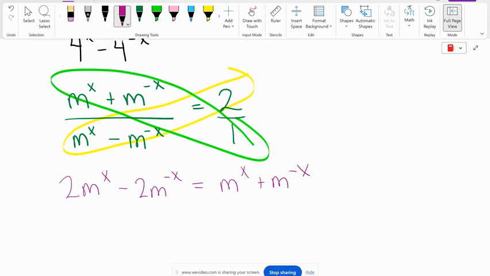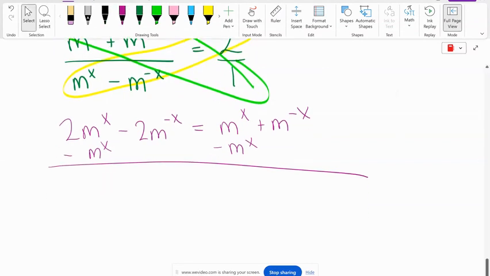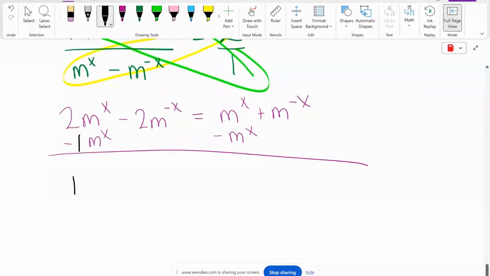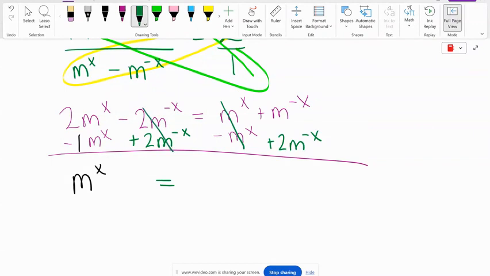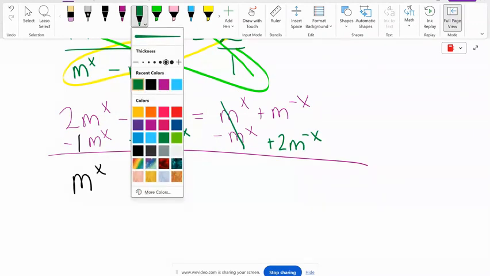Now what I'm going to do is the expressions that have the same exponent, I'm going to combine them because they're like terms. So I'm going to subtract the m to the x. So if I have 2m to the x minus 1m to the x, do we all agree we end up with m to the x? And then I'm going to add the 2m to the negative x. So then on the other side, I'm going to get 1m to the negative x plus 2m.